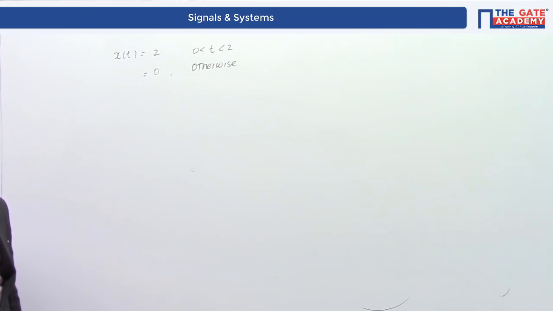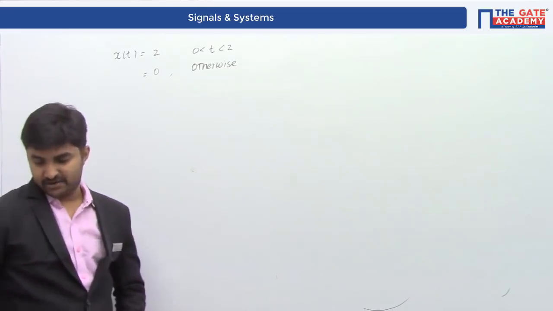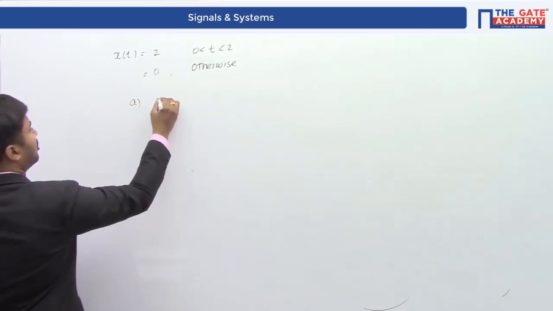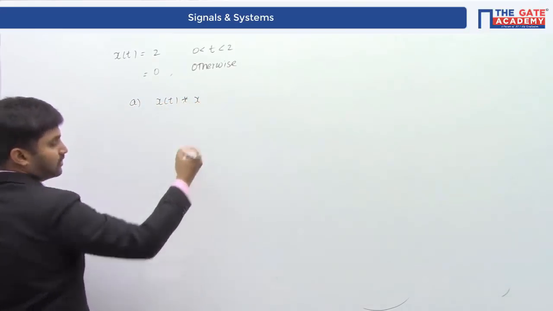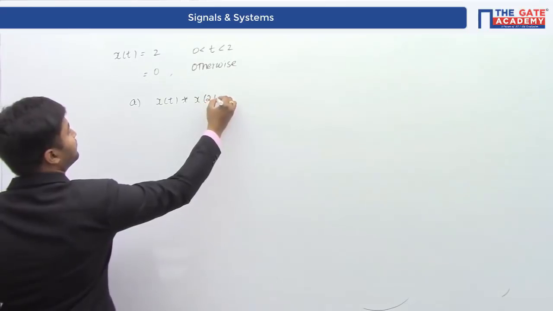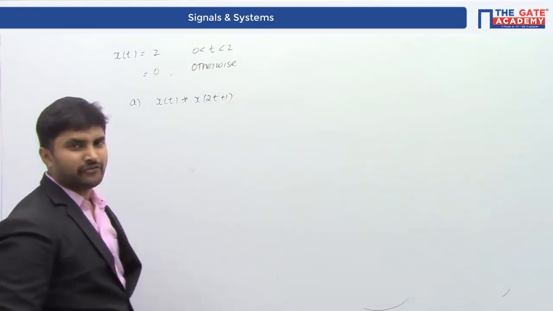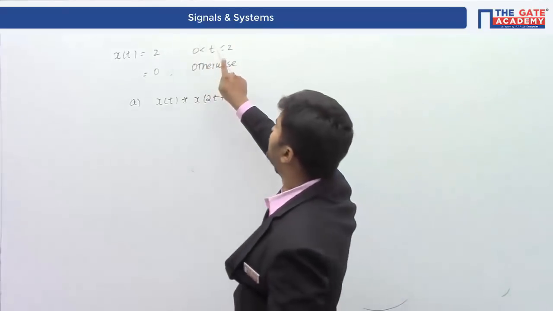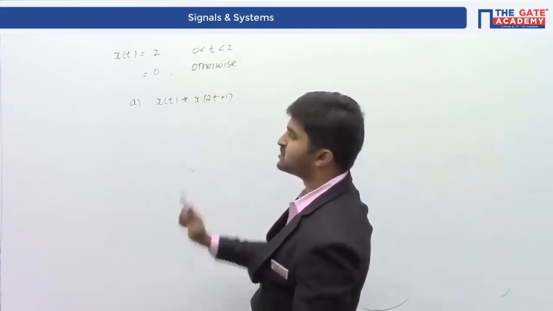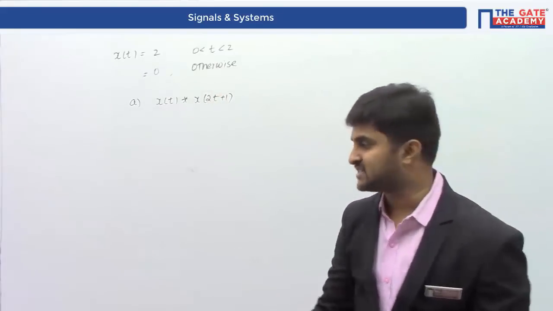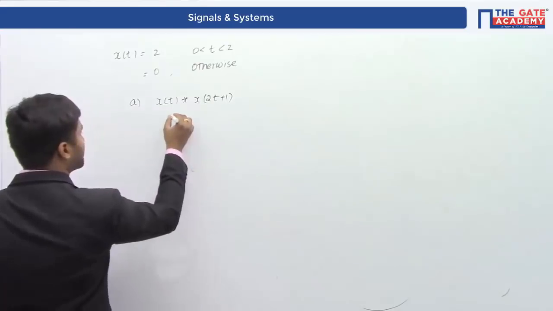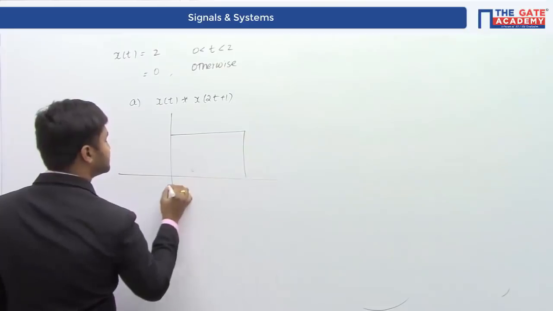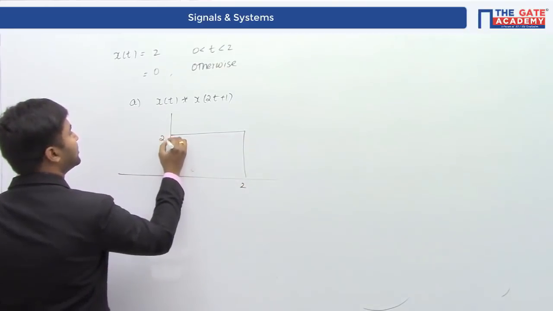Then what we have to do? We have to draw the following signals. First, we have to draw x of t convolved with x of 2t plus 1. The signal is 2 for t between 0 and 2, and 0 otherwise. So it's an example of a rectangular pulse of 2 units.